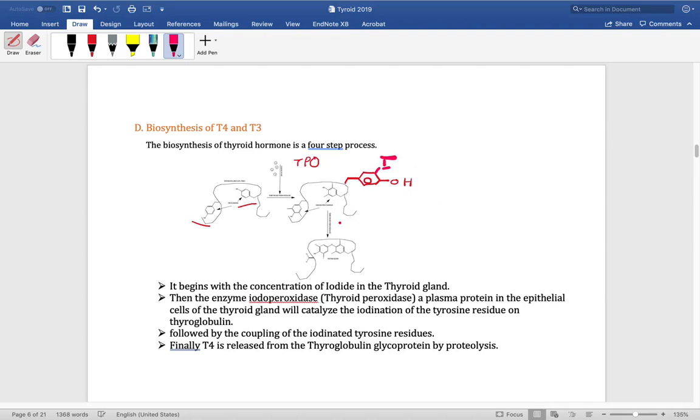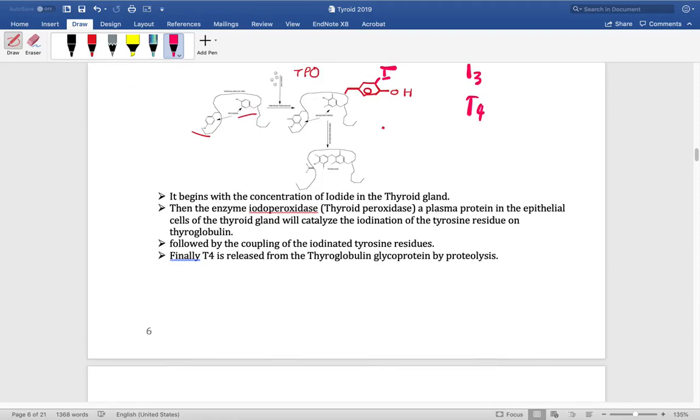Okay, and so after the iodination takes place, thyroid peroxidase again is going to work on the coupling of those. So if you have the coupling of monoiodotyrosine to the diiodotyrosine, you're going to have T3. And if you have two molecules that are diiodinated, you're going to end up with T4.